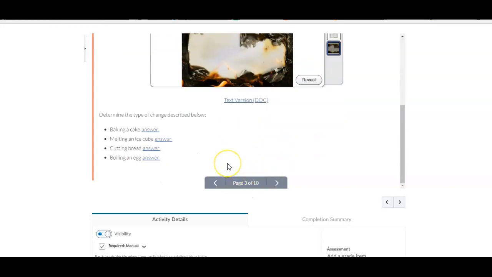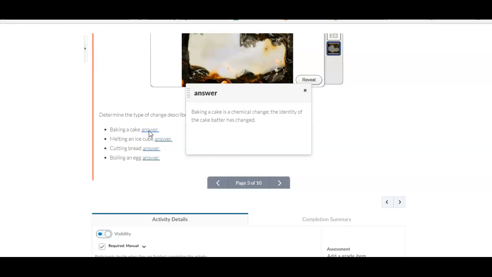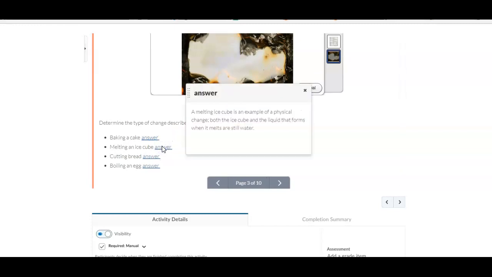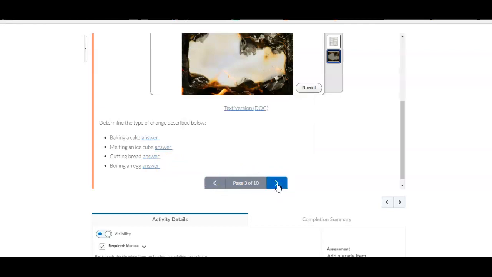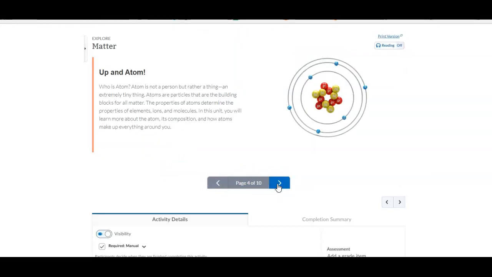Okay, so determine what type of change it is. Baking a cake. That's chemical because the batter has now formed something new. Melting an ice cube, physical. It's still H2O, it's still water. Cutting bread, it's physical. Still the same pieces, we can identify the bread. Boiling an egg. Boiling an egg changes the protein. So when we're doing something like that, we know that's a chemical change. So we've answered the difference between physical and chemical changes.